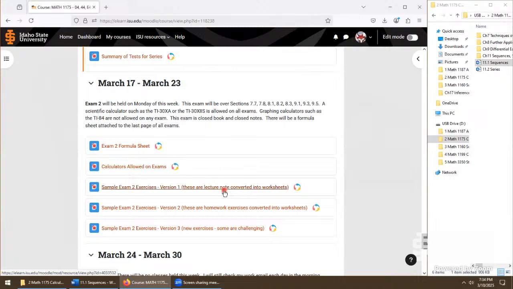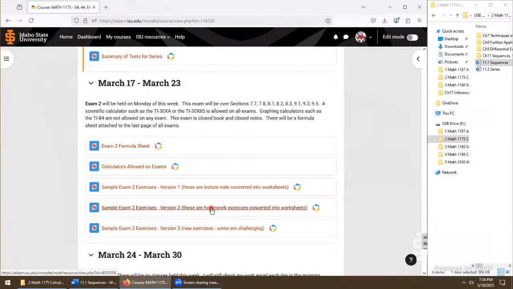These are the lecture notes converted into worksheets. They don't have answers in the back, but you can go to the lecture notes above and see what the solutions were. Some of the problems in here have been deleted just as a way to say they didn't really make good exam questions. And these are the homework exercises.